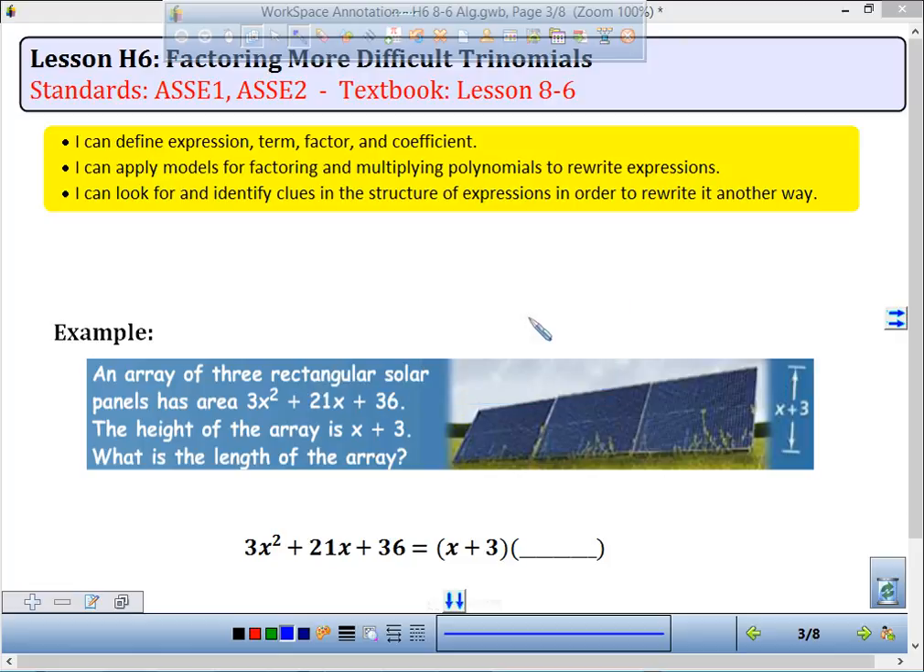Alright, so lesson 6, we're going to look at some factoring where a is not going to be 1. Our term in front of x squared is not going to be 1. And I'm going to show you how it's going to change a little bit more. It's going to be a little bit more work sometimes, but it's really just one little extra step.